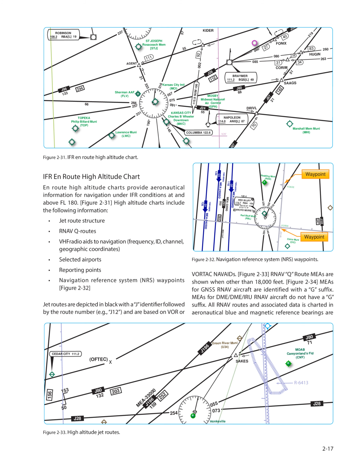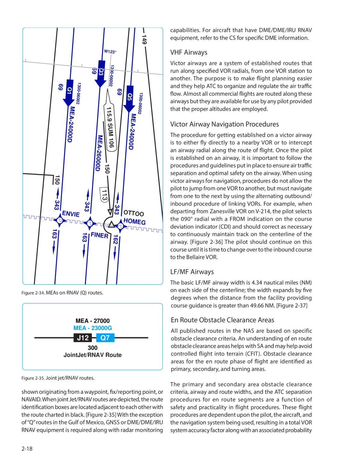All RNP routes and associated data is charted in aeronautical blue, and magnetic reference bearings are shown originating from a waypoint, fix/reporting point, or NAVAID. When joint jet/RNP routes are depicted, the route identification boxes are located adjacent to each other with the route charted in black. Figure 235, with the exception of Q routes in the Gulf of Mexico, GNSS or DME/DME/IRU equipment is required along with radar monitoring capabilities. For aircraft that have DME/DME/IRU equipment, refer to the CS for specific DME information.